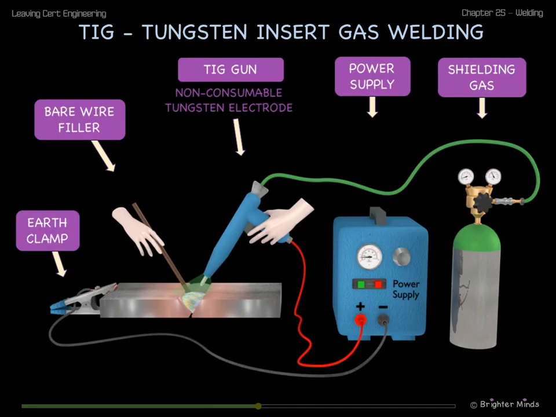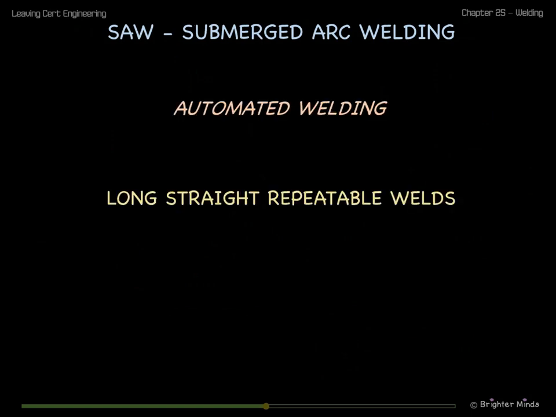TIG welding provides the most control over the welding process and the temperatures used, and is suitable for welding aluminium and thin steel sections. Submerged arc welding is an automated process for carrying out continuous, long, straight, repeatable welds on pipes, beams and plates.